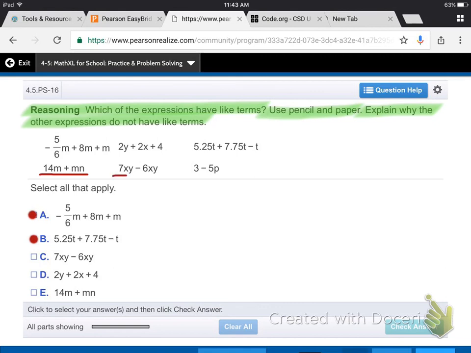Because look at this one. 7xy minus 6xy. Are there the same exact variables in both x and y? Yes. That means those are, in fact, like terms. So we're going to mark that one too. And then this last one, 3 minus 5p, no like terms there, because they don't have the same variable. So those are your answers.